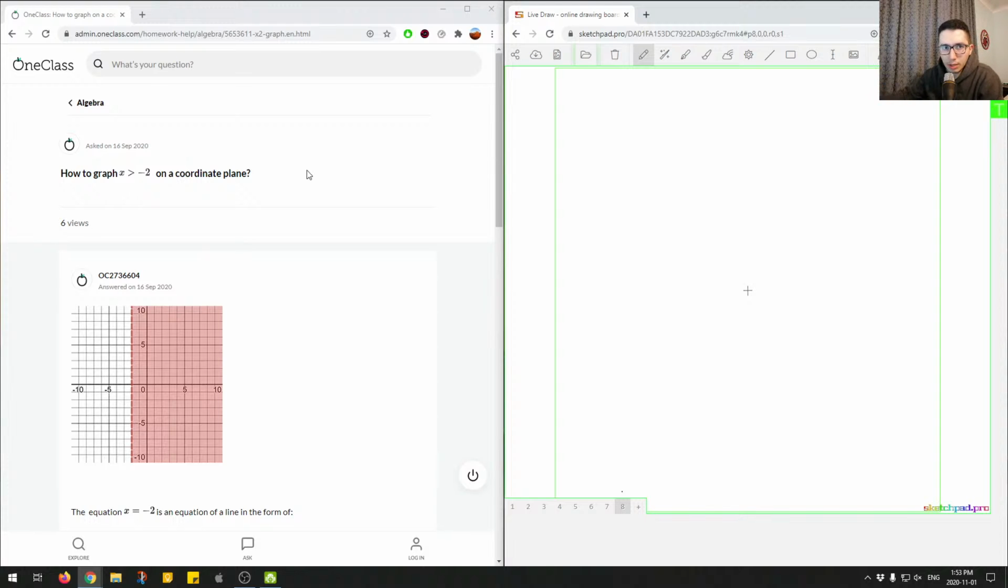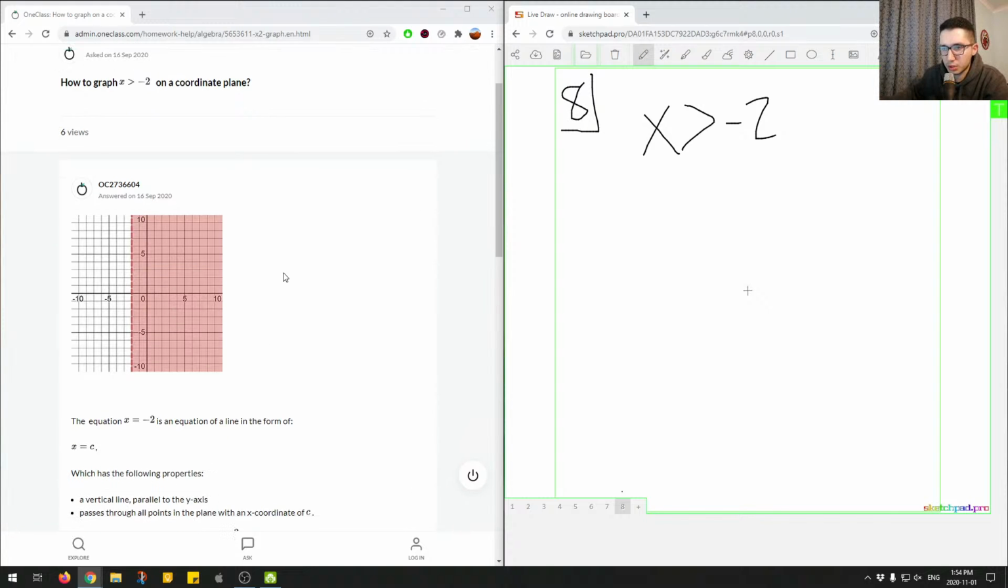Okay, so let's move on to question number 8. Here we're asked to graph an inequality on the xy plane. So this is a good example to run through. We have the inequality x is greater than -2.